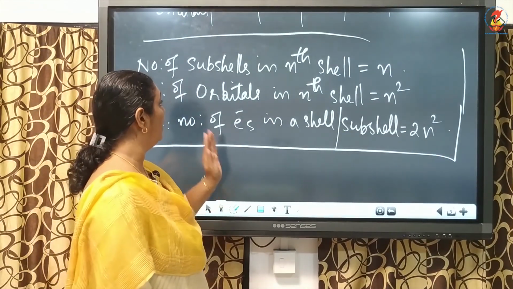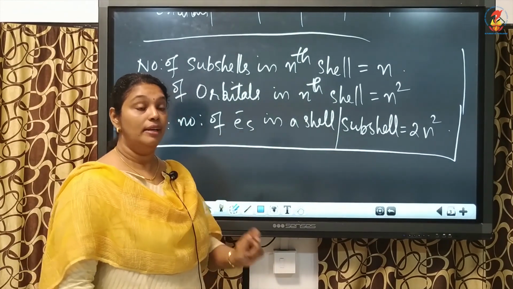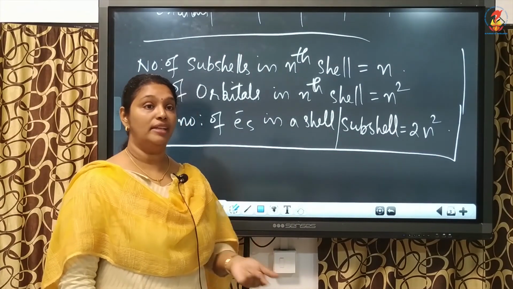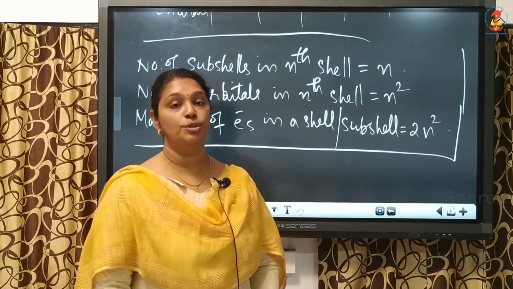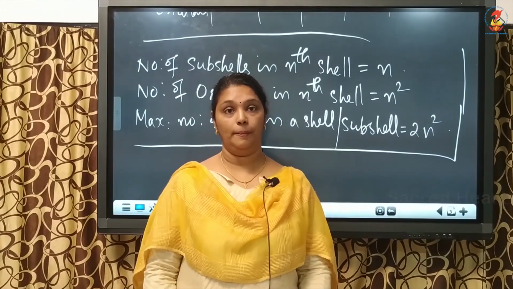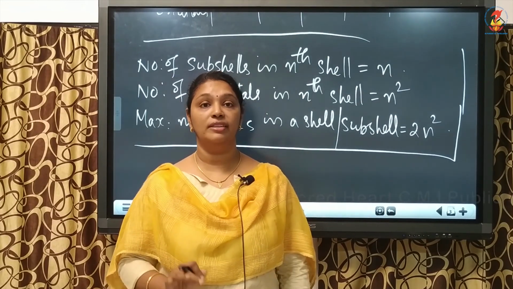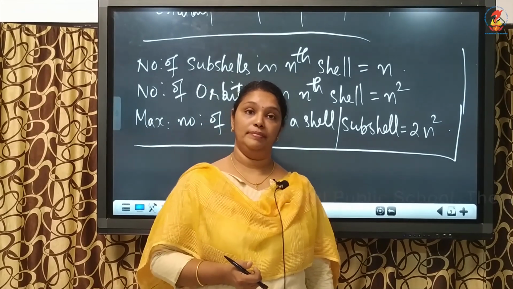So, if you know the n value, the number of subshells in the main shell is equal to n, the number of orbitals in the nth shell is equal to n square, and the number of electrons in a shell is equal to 2n square. Okay, so with this we complete the 3 quantum numbers, that is n, l and m. Thank you.